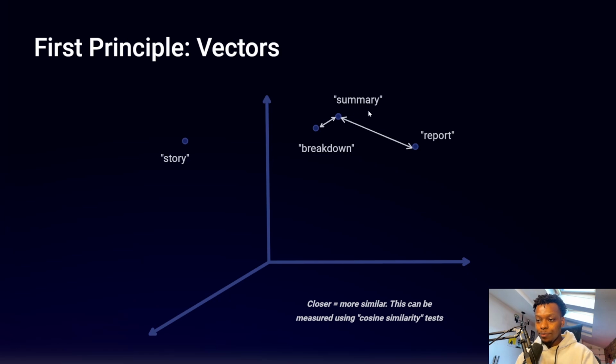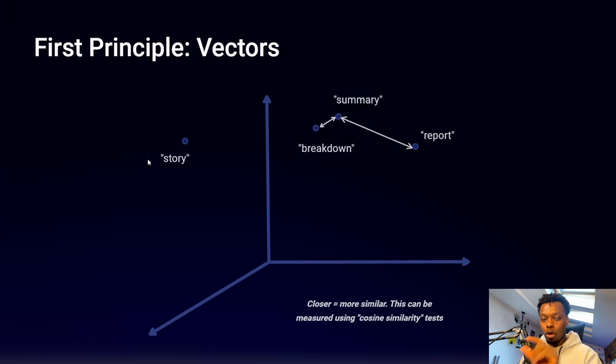So you can see here, summary and breakdown are pretty close together. Summary and report are a little bit far apart. Report and story are completely separate. This is because when you feed the AI that word, it will take a meaning from that word and then compare that meaning with things that are around it.